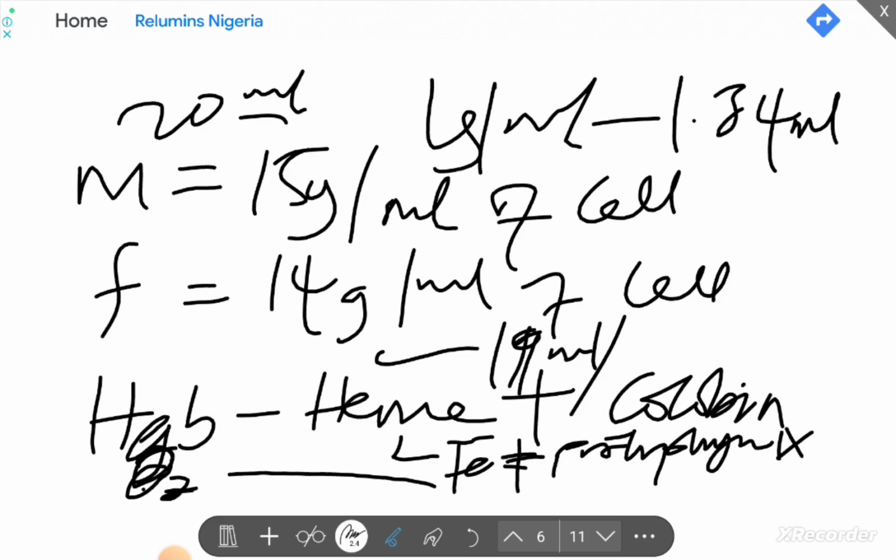Inside the hemoglobin, there is oxygen. So the concentration of oxygen inside that hemoglobin, you should also know it. It's more like you are talking layers. The first layer is the red blood cell itself, followed by hemoglobin, followed by oxygen. Okay? Now let's look at the functional properties of the red blood cell.